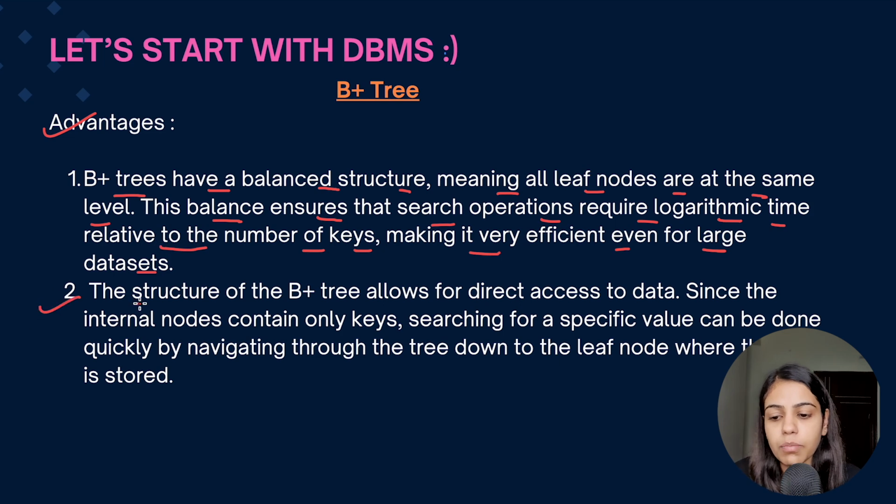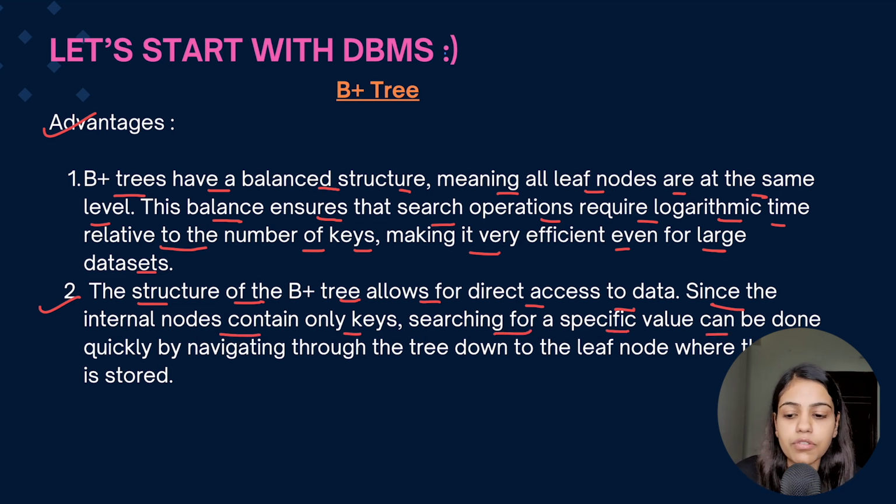Now coming to the second point, the structure of B plus trees allows for direct access to the data. Since the internal nodes contain only the keys, searching for a specific value can be done quickly by navigating through the tree down to the leaf node where the data is stored. In the leaf node the data is stored, while the internal nodes only have the keys. The leaf node has the key as well as the data pointer, and it also has a block pointer which points to the next leaf node. So it helps us get the data very fast, and the traversal is also very easy.